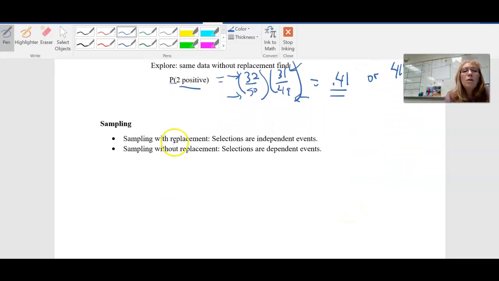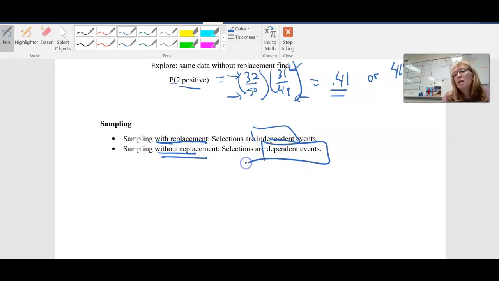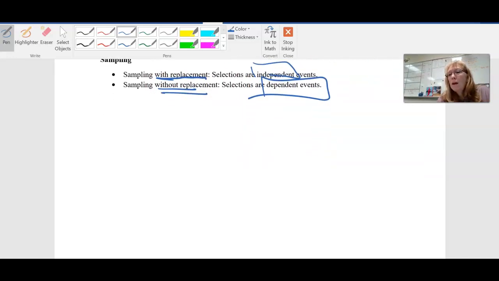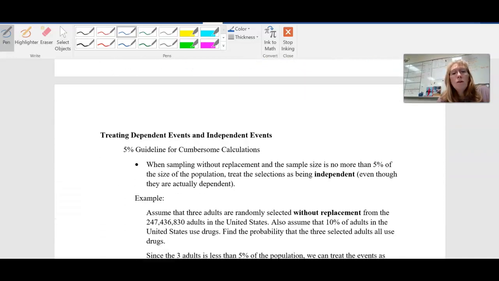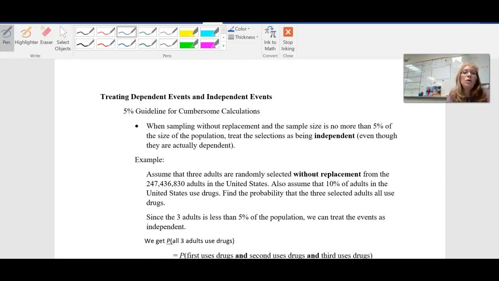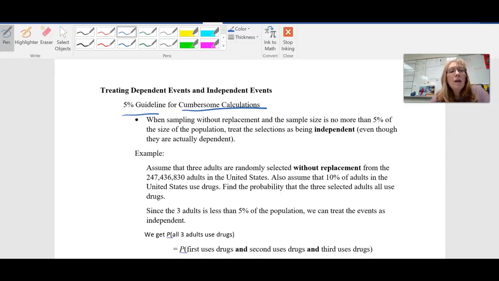So remember, very important, with replacement, independent. Without replacement, they are dependent upon each other. Very, very important. So read carefully when you're doing your homework. All right, we still have a 5% guideline. Now, for cumbersome calculations, they kind of cheat a little bit.